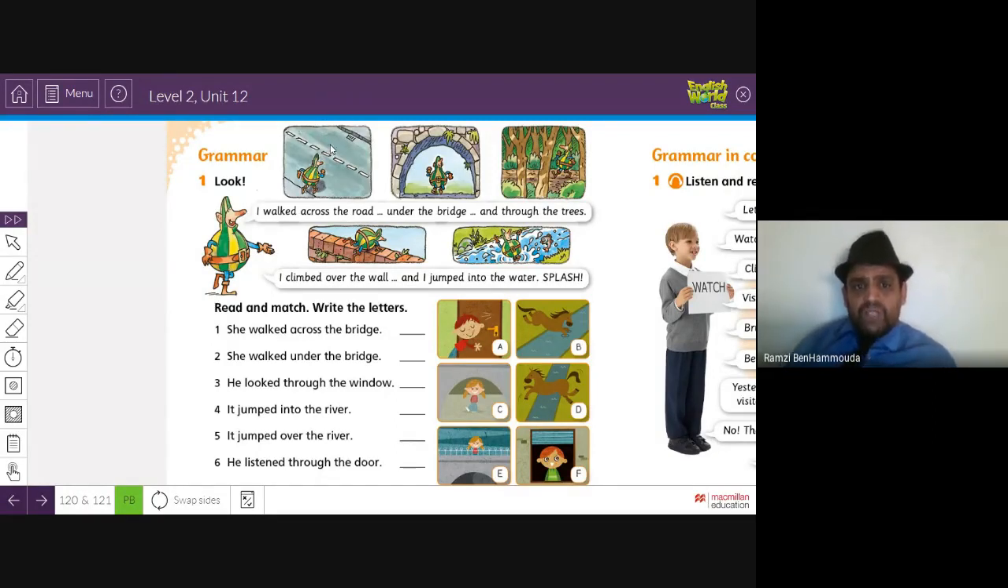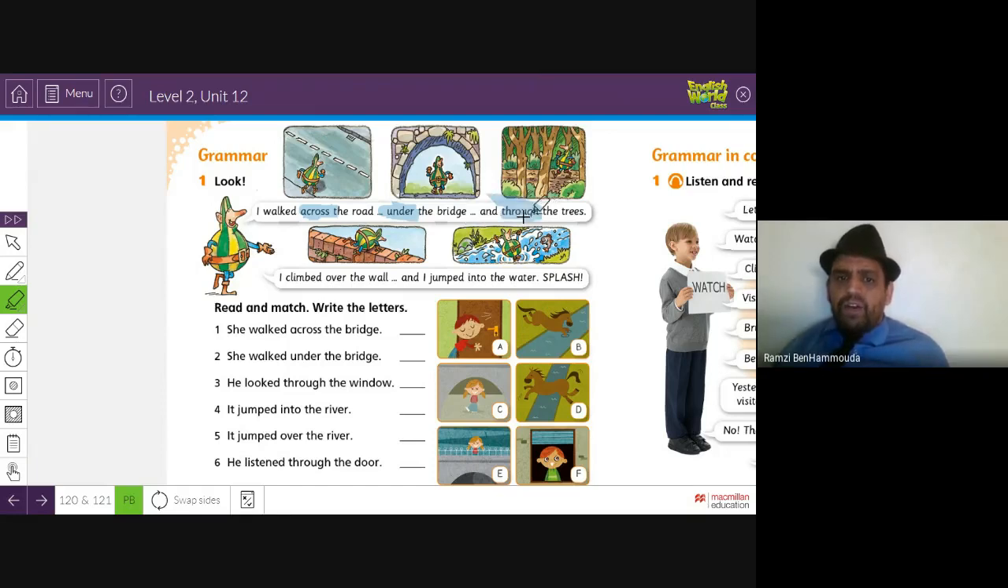Look at picture number one. Look at this boy. When he crosses the street, we say, I walked across the road. Here, it's very important to know across. We say, I walked across the road. On picture number two, as you can see, he's under a bridge. So I say, I walked under the bridge. And here, he is in the forest or in the jungle. So I say, I walked through the trees.